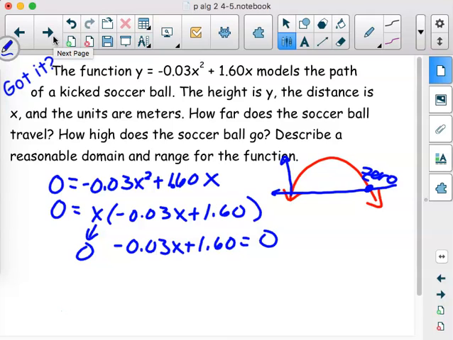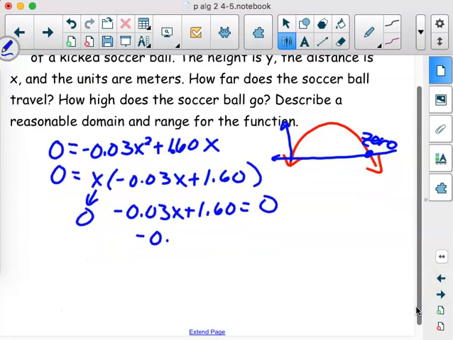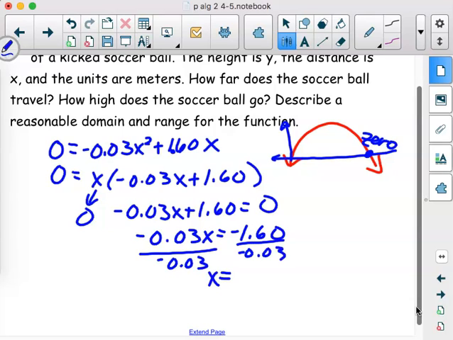So we'd subtract 1.60 from both sides. And then we'd divide by negative 0.03. And for this one, we would get, oh, it works out. This one is perfect. It's 53 1/3 meters. When you punch it in, you see 53.3333 repeating for that one. So 53 1/3 meters is the answer to how far did it travel.